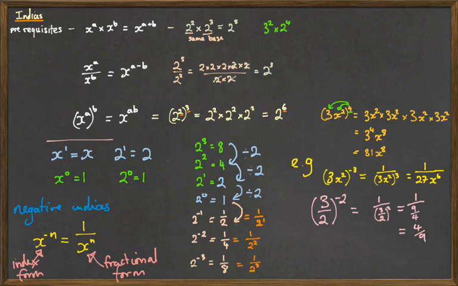You could have also written 1 over 3 over 2 squared. We could have said it's 2/3 squared. So the path you could have taken, if you wanted to, you could have said 3 over 2 to the minus 2 is equal to 2/3 squared. 2/3 squared is 4 over 9.